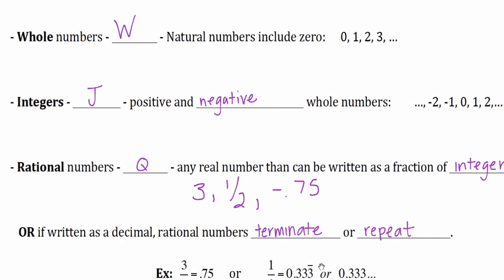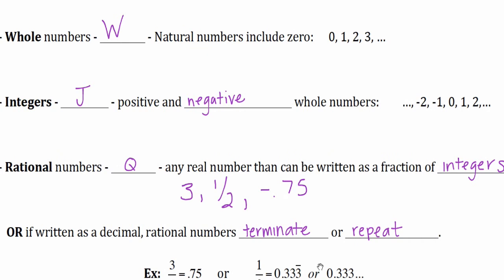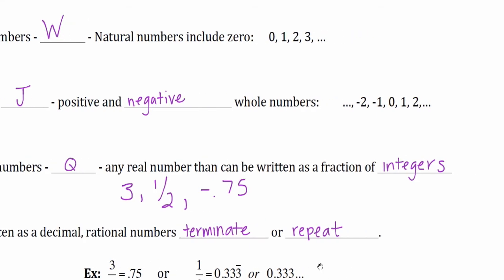Our fourth set of numbers we call our rational numbers. We use a Q to represent this, and this is really our only one that has a fancy definition. It is any real number that can be written as a fraction of integers. So I think fractions right away are the easiest ones for us to think of. Like I've written down 1/2 as an example. But something like 3 is also a good example because we can write that as 3 over 1. I've also written down negative 0.75 because we can turn that into a fraction and make it be negative 3 over 4.